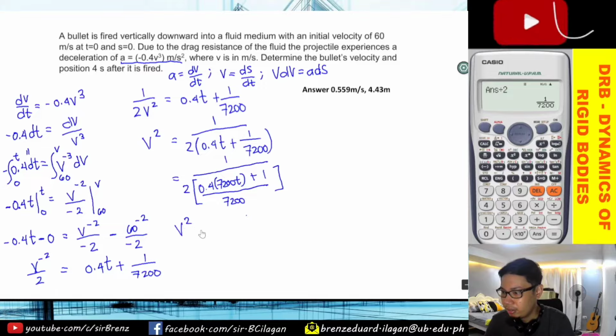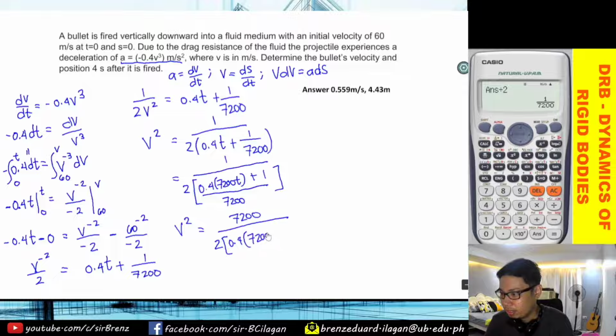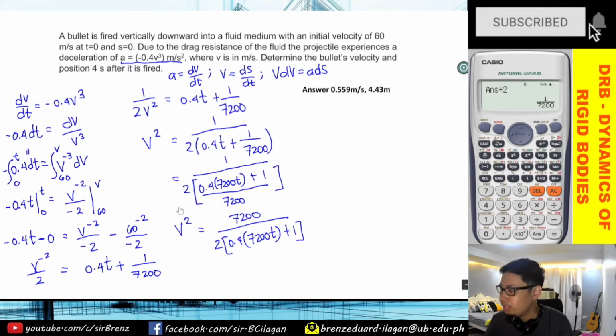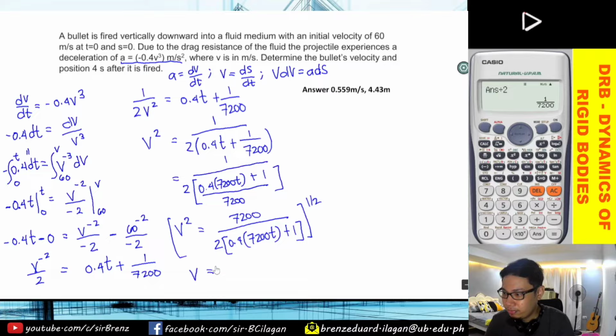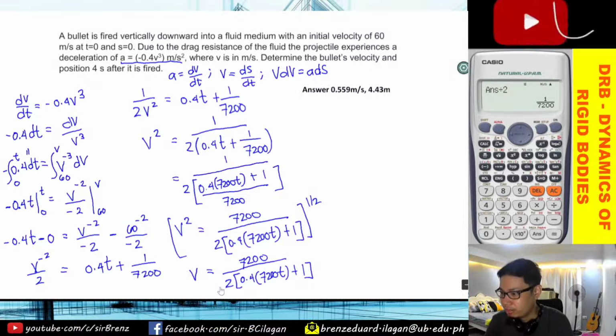So, the final equation of velocity is v squared, 7,200 all over 2 multiply by 0.4 then 7,200t and then plus 1. Okay, so para ma-solve yung v, just take the square root of both sides para ma-cancel or erase natin both sides ng 1/2. So the final equation will be v is equals to 7,200 all over 2 times 0.4 and 7,200t and then plus 1. Ayan. So naka-square root na siya.